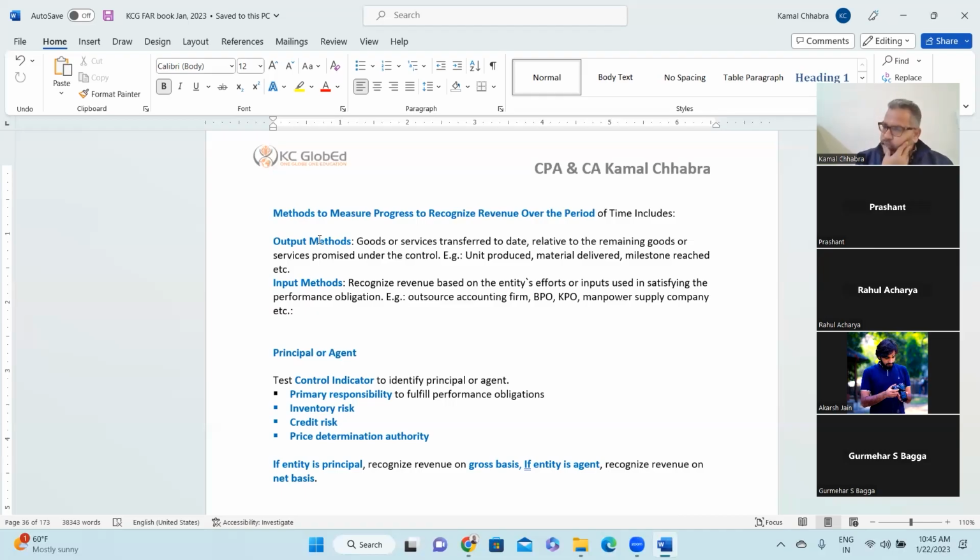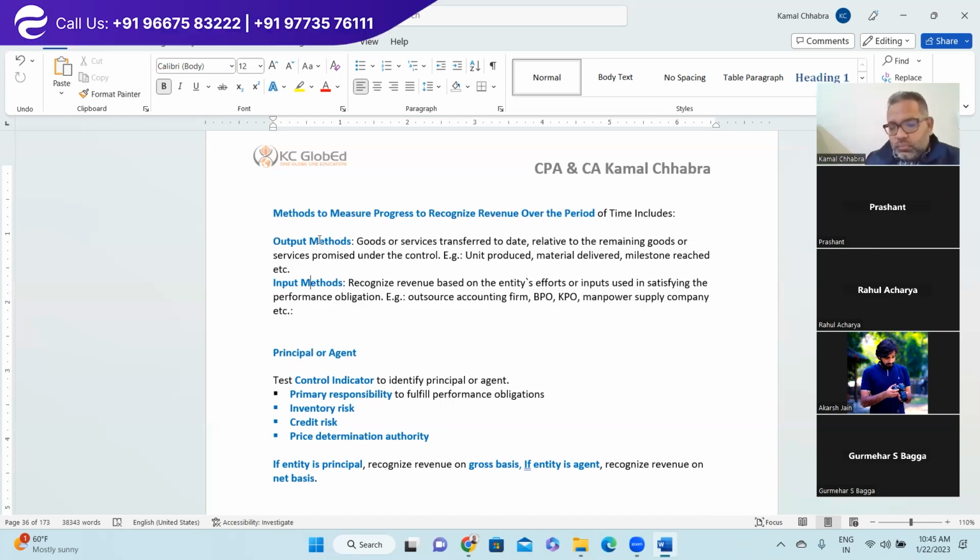In the case of input, it should be how much material we are using and how much effort we are putting into that service to deliver that particular good. On the basis of how much is coming in at what time, we can decide how much the revenue is.